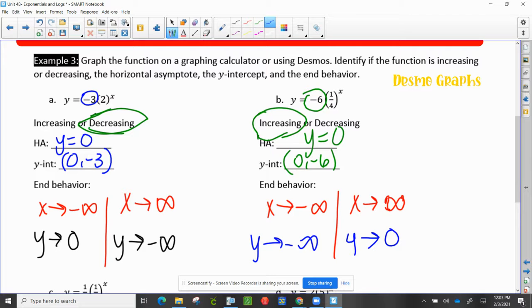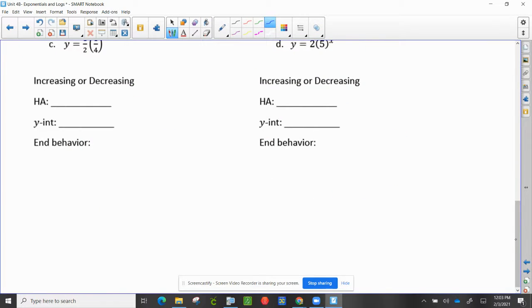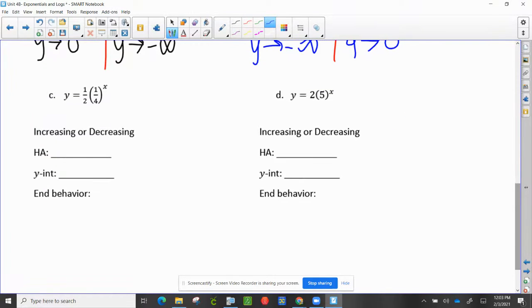Okay. All right, let's finish up with these last two. I'm going to have you guys try these two and see how you do. So C and D, graph those and fill out the rest of this note sheet. So fill out increasing or decreasing. Where is the asymptote at? So where does the graph start to level off at? And again, these should both be y equals. The y-intercept part you can use Desmos for, or you can get just by looking at the equation.